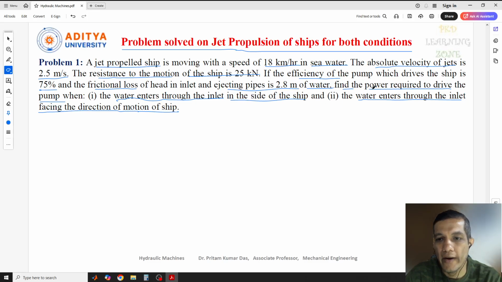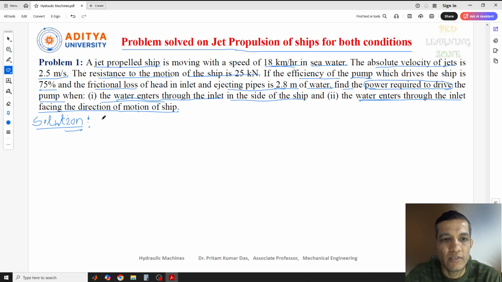We need to find the power required to drive the pump for these two conditions. First condition is this one and second condition is this. So first of all we'll write the data given in this question. Here we only need to find the power for two conditions. Few data are not given directly, some are given indirectly. Resistance to motion and ship speed are given, then frictional loss and pump efficiency are given. So more data is required from this. Let's see how we can solve this.